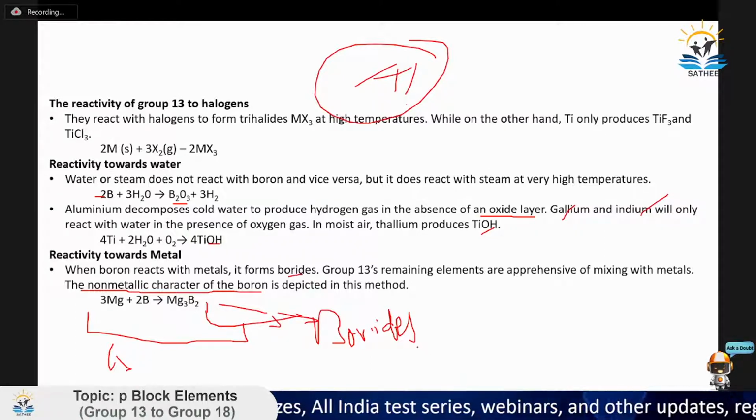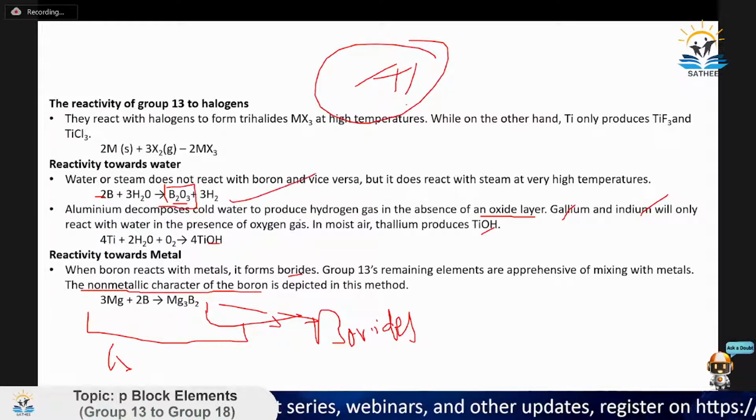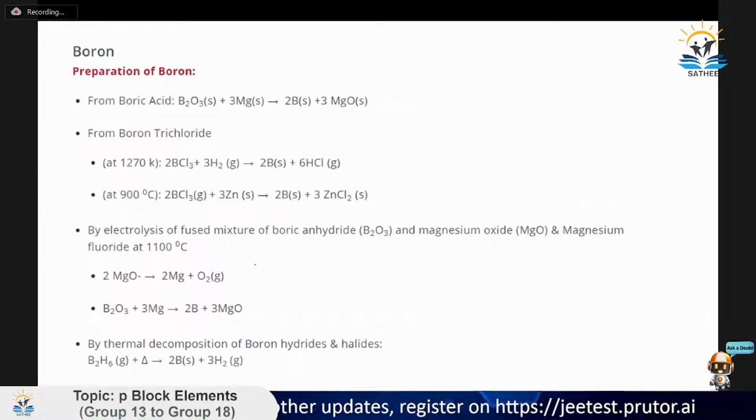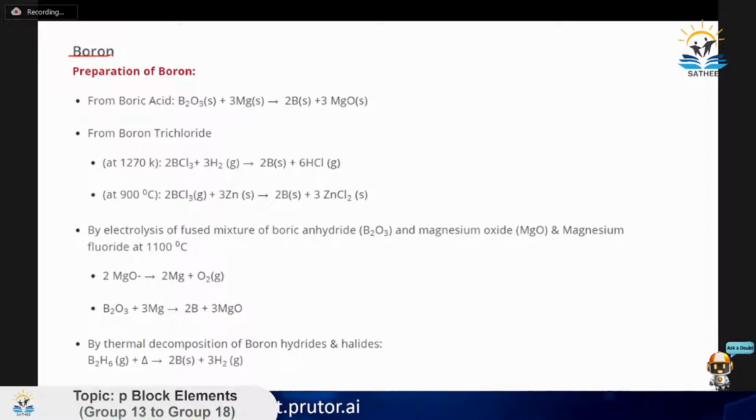So you can keep it in mind, right? The main thing that you need to keep is B2O3, because this is the preparation of B2O3, and an exception of Tl, because it only produces it in moist air. Now, boron. Let's talk a bit about boron. So now we saw boron can be prepared from a lot of things. And boron is one of the elements in group 13 that shows a non-metallic character. And primarily it is the first compound over there.